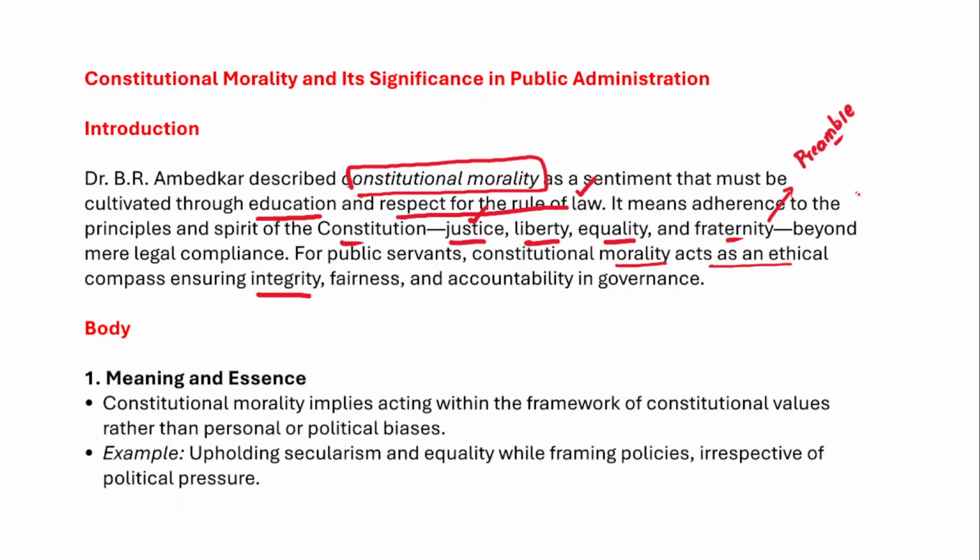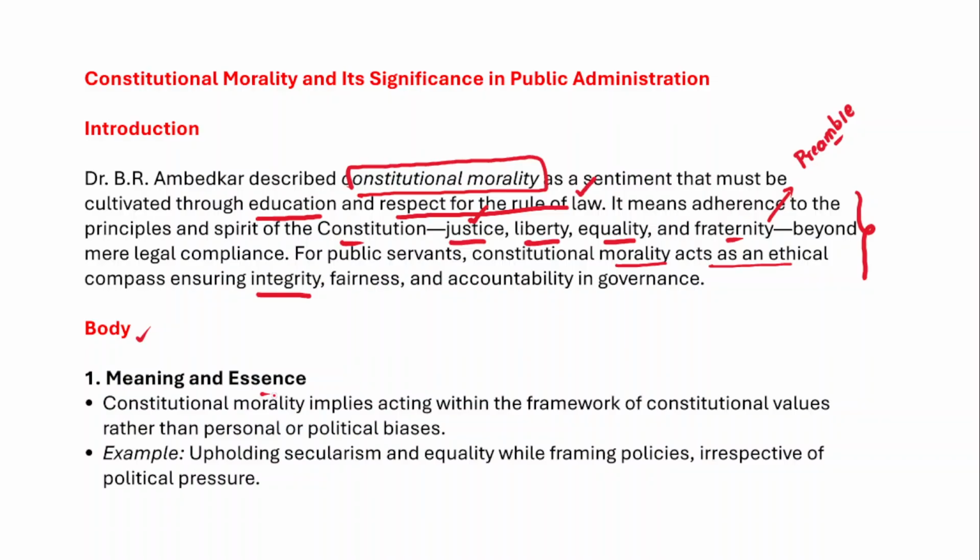So therefore, this is how you can write a brief introduction in this answer, but make sure that you emphasize on the constitutional morality in the introduction. And then in the body part of the answer, what you need to write? So you need to write the meaning and essence of the constitutional morality.